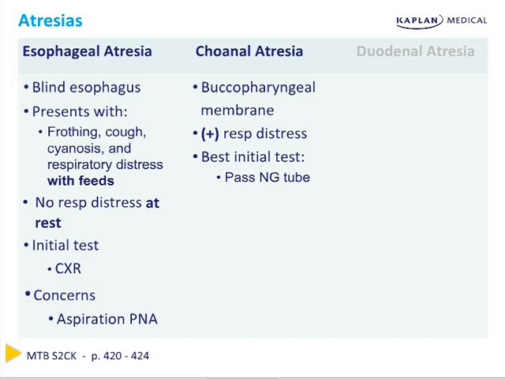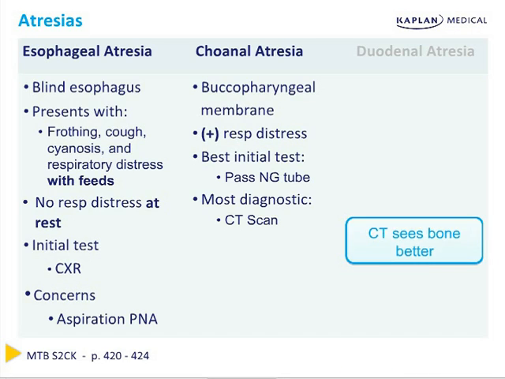But the most diagnostic test: an NG tube doesn't confirm the presence of a buccopharyngeal membrane. So you're going to confirm it with the most diagnostic test, which is a CT scan. The reason is that a lot of these remnant buccopharyngeal membranes that cause choanal atresia have bone in them, and CT sees bone better than an MRI.